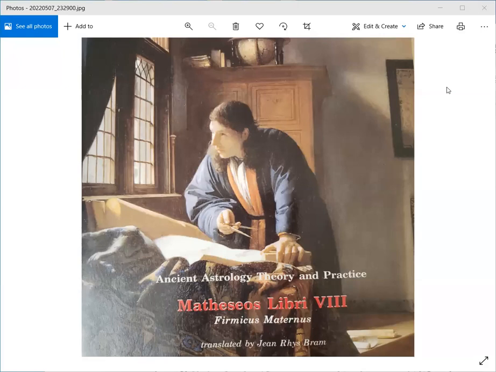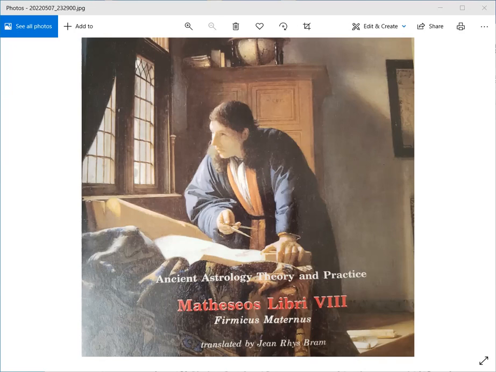So, today we're going to be discussing Firmicus Maternus, his book called Mathesios Libri 8, which is basically 8 books that he wrote about ancient astrology. Now, one of the reasons that we're having discussions about astrology is because once you reach the ancient books that are thousands of years old, the best we can do is try to collect information that we have and have a discussion to try to see what makes most sense in terms of what the tradition says.